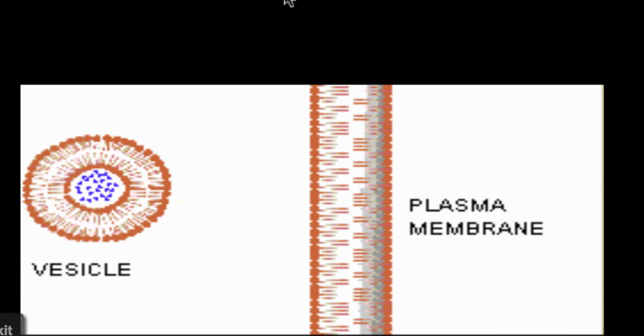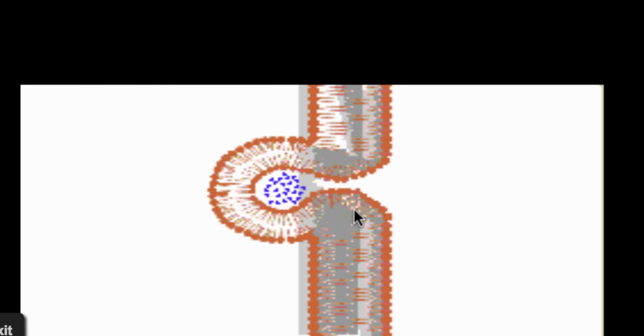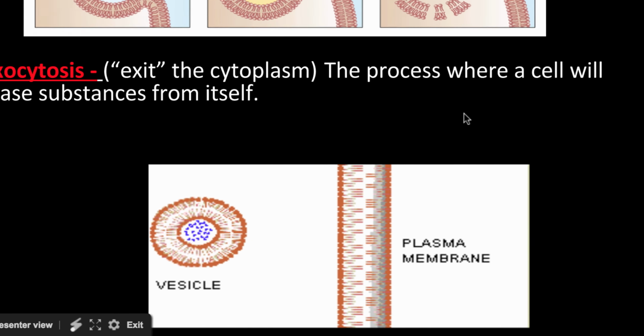Exocytosis is exiting the cell. So here's the cell membrane. You can see these vesicles are made of phospholipid bilayers. They kind of fuse right here, and then they push things out of the cell.